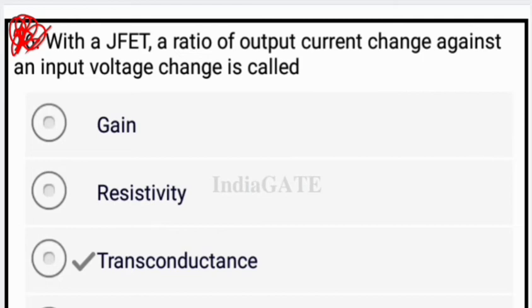Now the next question is defined as, with a JFET, the ratio of output current change against the input voltage change is called what? There are 4 options, option A, B, C and D, but C is your correct answer, that is transconductance. Okay, transconductance is your correct answer, related to the ratio of output current change against the input voltage change. So you should remember this point.